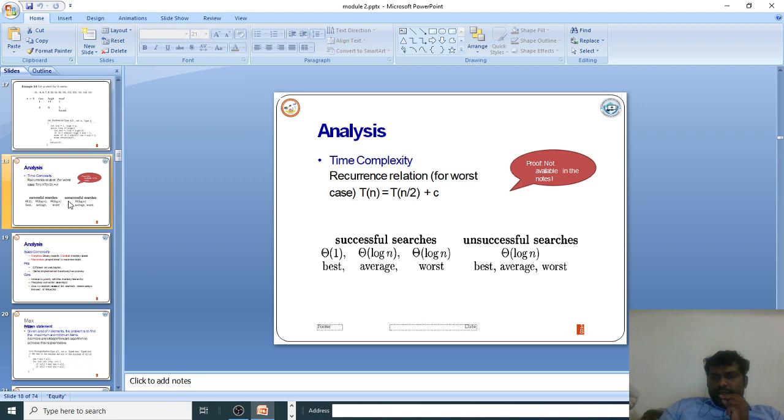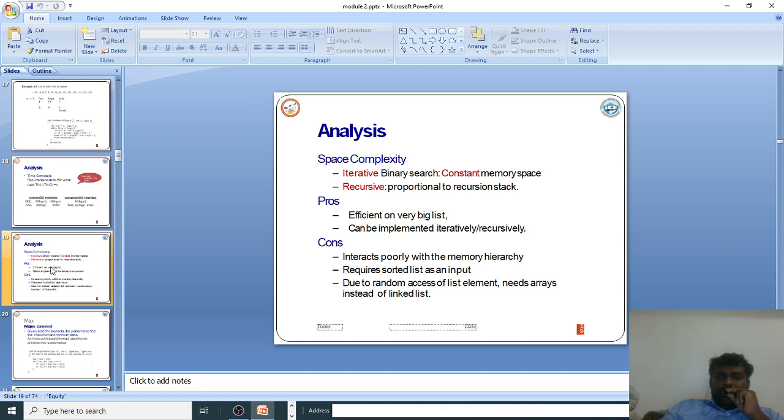Okay, now analysis. Now what is the recurrence relation? The recurrence relation is T(n) equals T(n/2) plus C. That is, you're not going to include both the sides. You're going to include only one of the sides. That is, either you're going to move towards the left hand side or the right hand side.